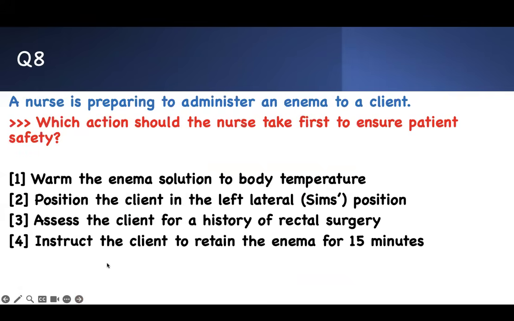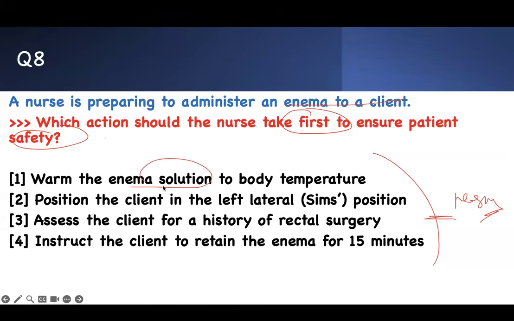The nurse is preparing to administer an enema to a client. Which action should the nurse take first to ensure client safety? I've given you enough information that this is the key. Safety first. Enema. Don't get trapped about something that is reasonable. Think about the best thing.